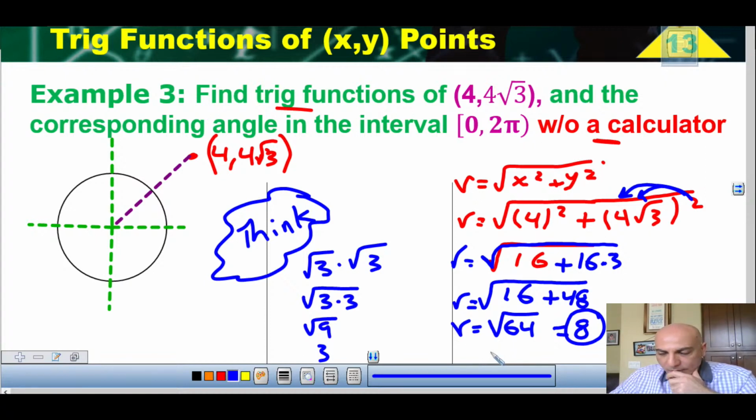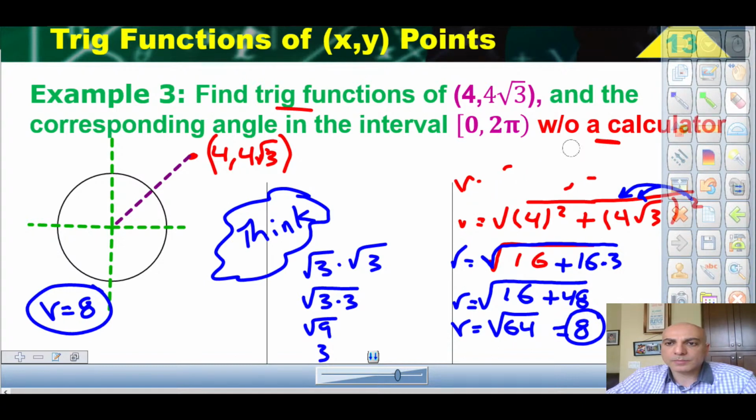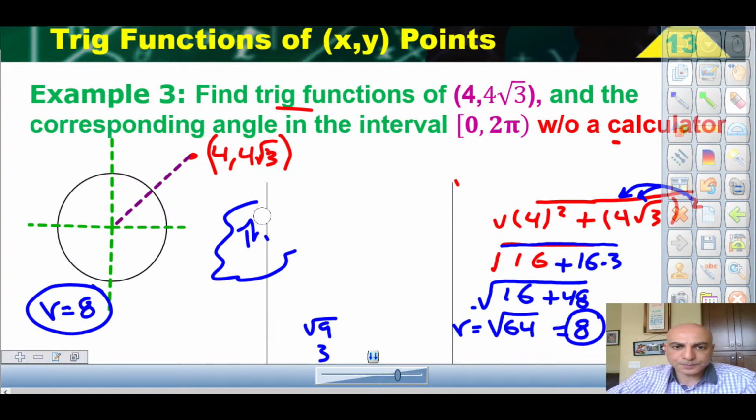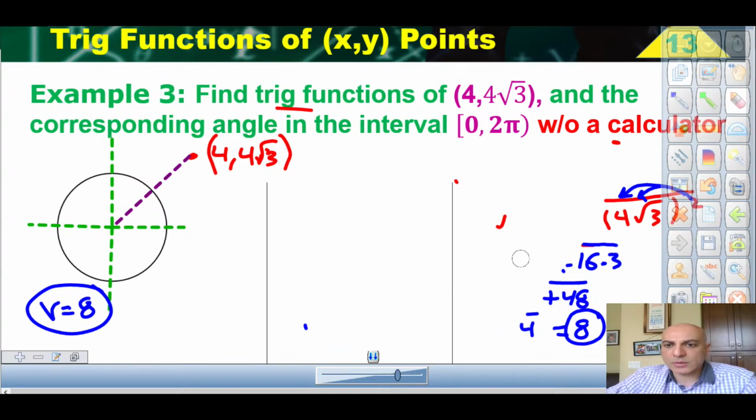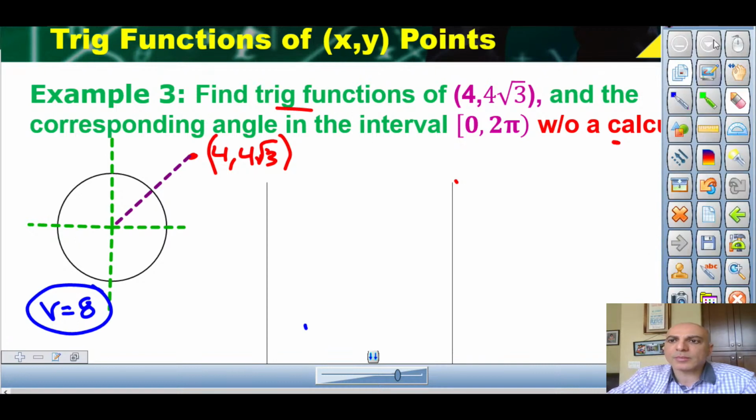R equals 8, okay? So now how to use this knowledge to help you find the trig functions? Well, I'm going to have to erase, okay? So I'm just going to put R equals 8 here. And then I'm going to erase this guy. Back to the sine, cosine, and tangent. And that's going to be a little bit easier for us now, since you have a number.